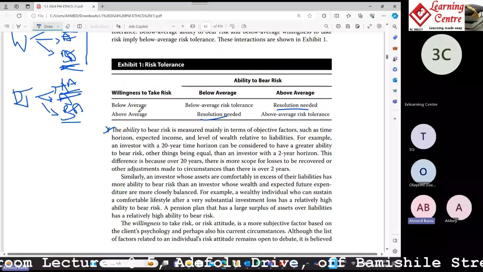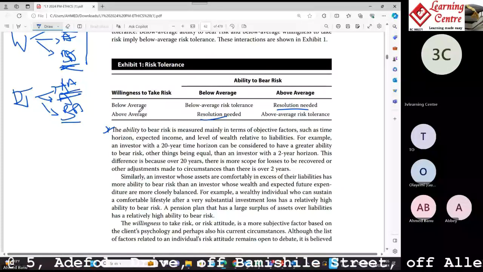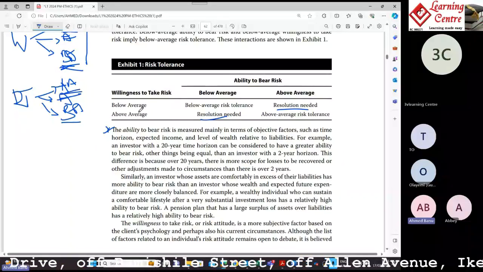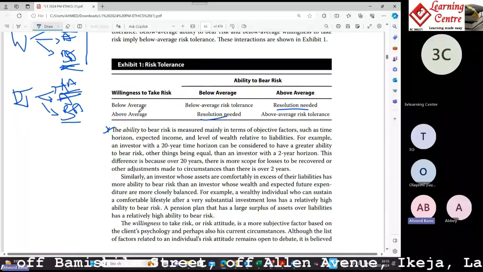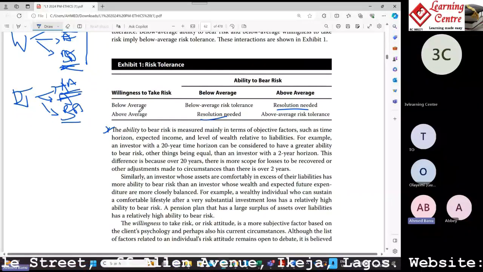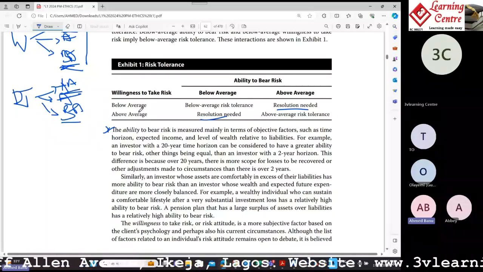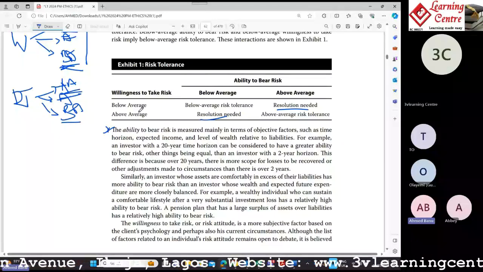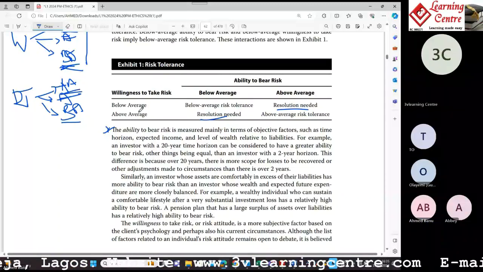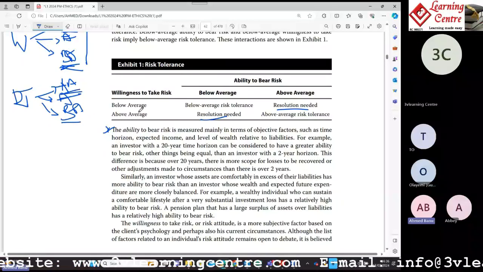So the ability to bear risk can be measured. It's a measurable factor. Things like time horizon improve your ability to take risk. I have 1 million naira. I want to invest it for 5 years. I can take risk with it. My expected income, I am a big boy. I earn 10 million naira every year as salary. Why can't I take risk on 1 million naira? You are getting my point. That's expected income. It also boosts your ability to bear risk.